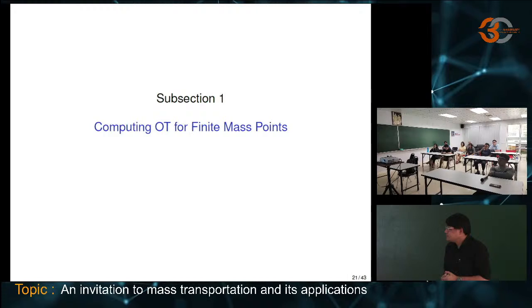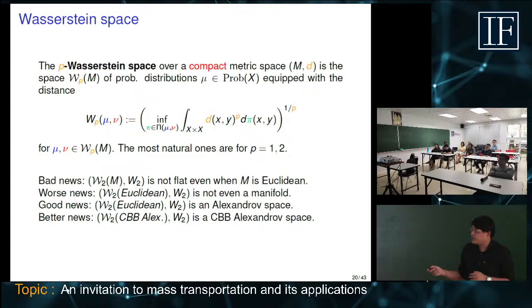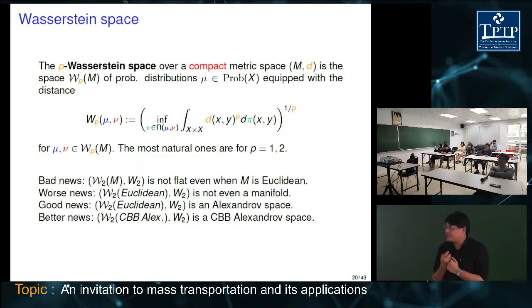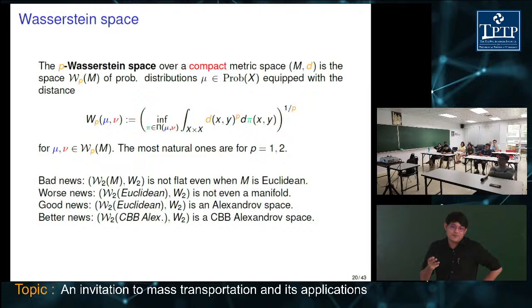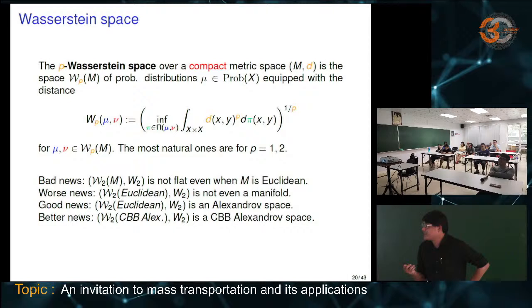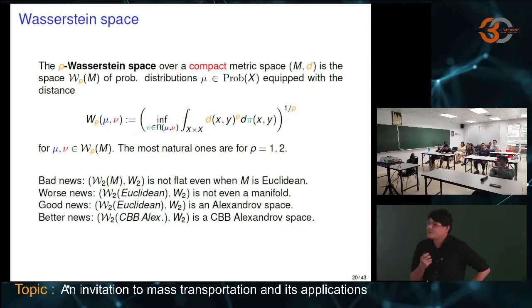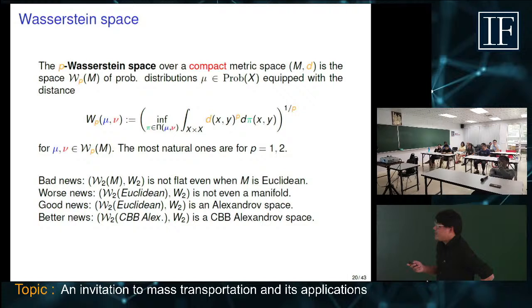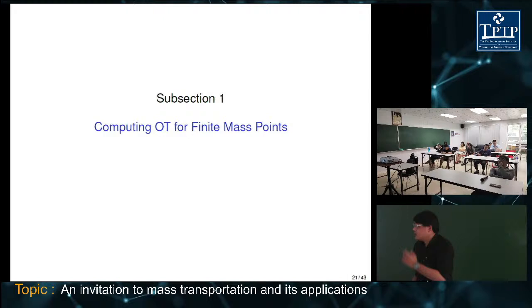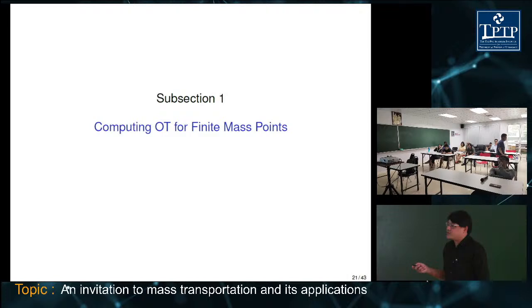Now we have talked about optimal transportation by this formulation, and we haven't tackled how to compute it yet. Is it difficult or is it simple? The answer is that it can be simple and it can be difficult. In general, the complexity of calculating this optimal transport cost is NP-hard. So we have to restrict ourselves to a nice support space M. The one that I will show you today is the simplest one, the Wasserstein space over a finite set. In this subsection, I will show you how to compute the optimal transport cost for finite mass points.